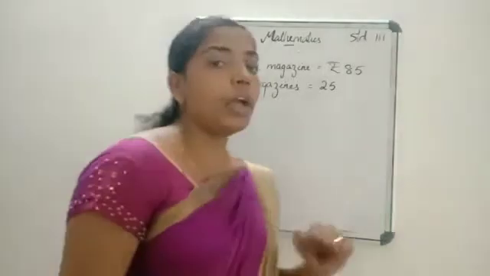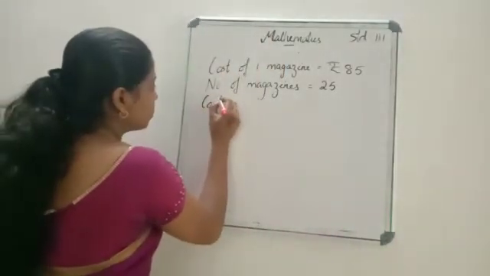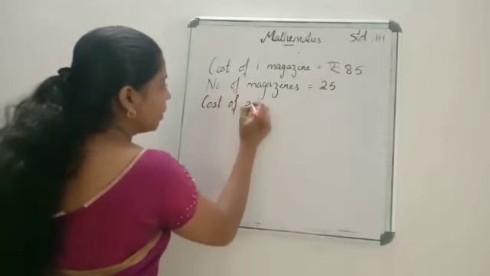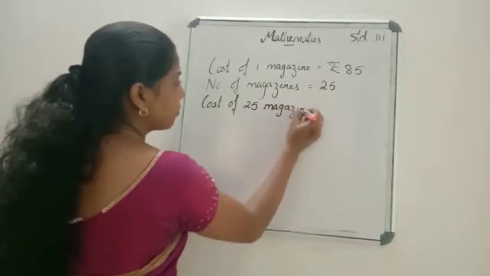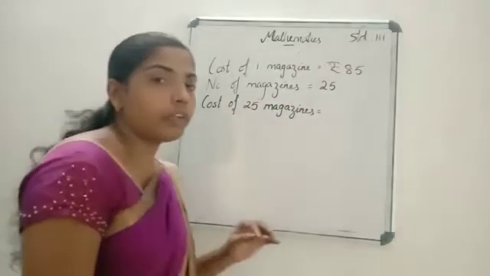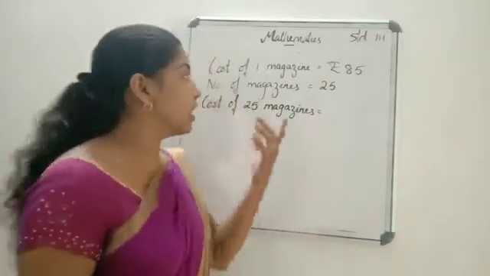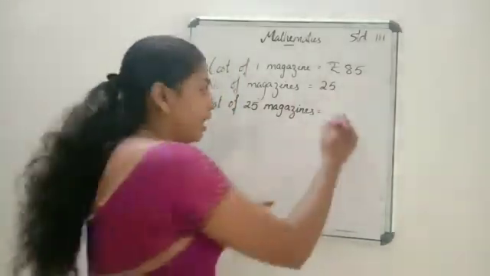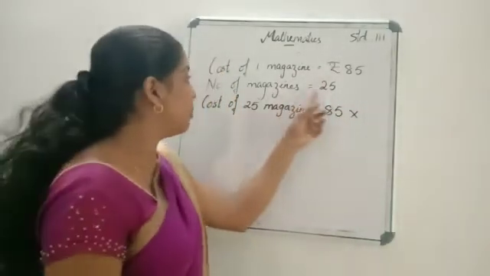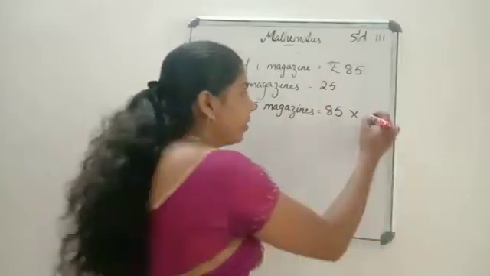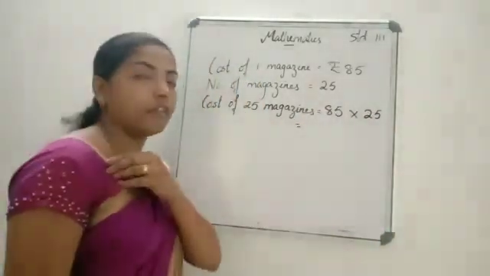So what's the next step? Cost of 25 magazines. How can we find it? Cost of one magazine into number of magazines. What is the cost of one magazine? 85. Into number of magazines. How many are there? 25. So 85 into 25 is the cost of 25 magazines.